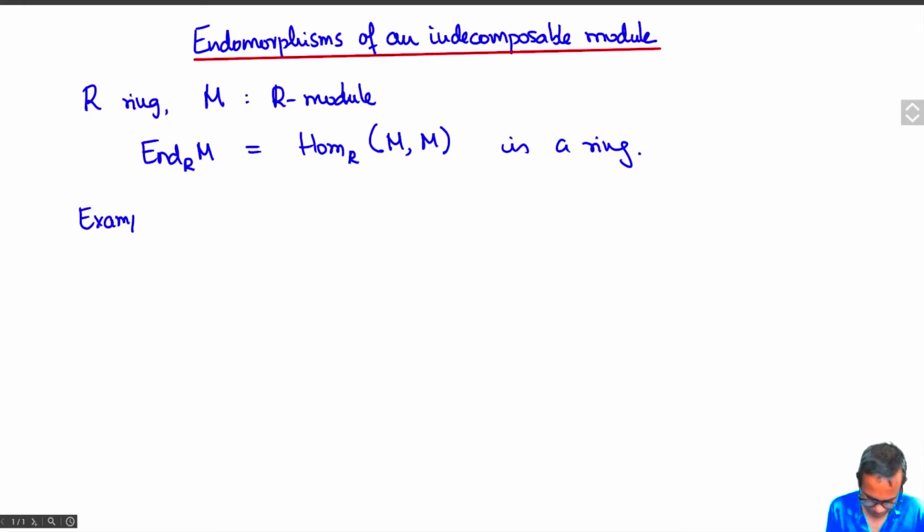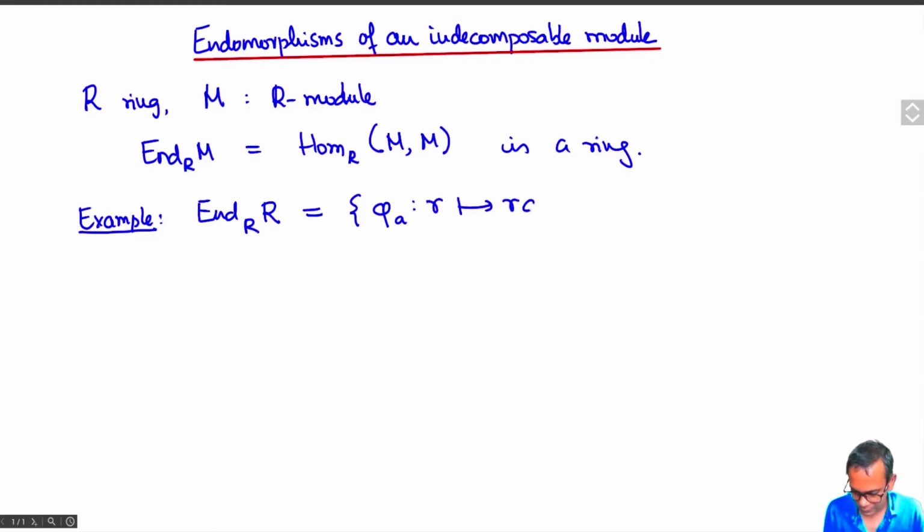Okay, so for example, a very interesting example is that if you take any ring R and you look at R itself as a left R module, then the endomorphisms are given by phi_a, which takes r to r times a for every a in R. So you can check that phi_a is an R module endomorphism, and conversely, given any R module endomorphism of R, the moment you know where it takes 1, it will take 1 to some element a, you can show that it's actually equal to phi_a.